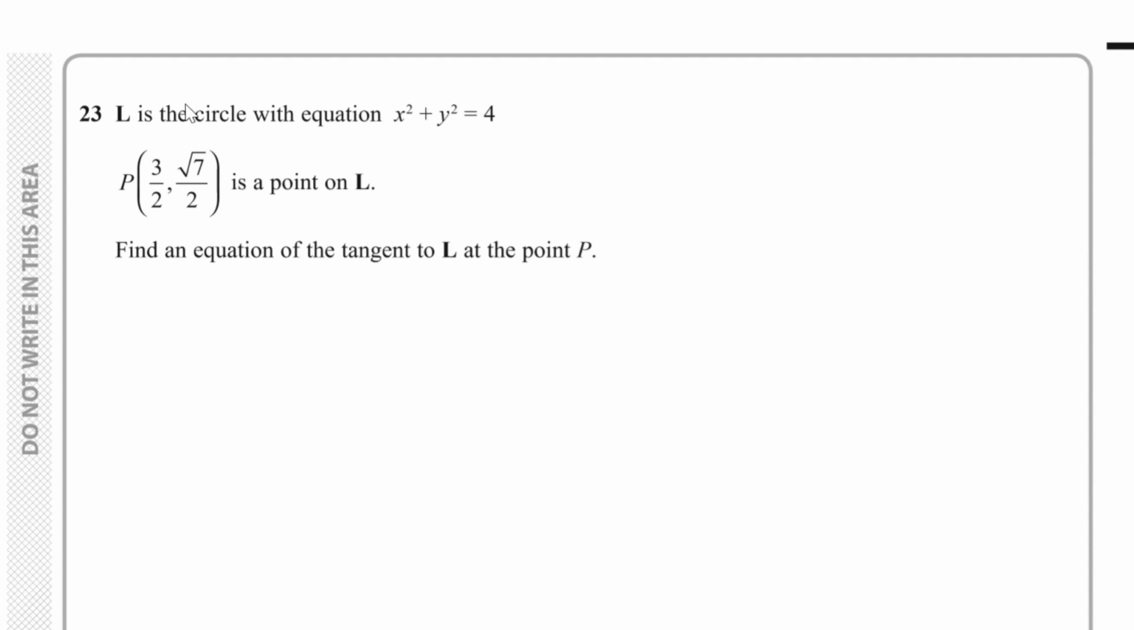Question 23. L is the circle with equation x squared plus y squared equals 4. P with coordinates 3 over 2 and root 7 over 2 is a point on L. We have to find an equation of the tangent to L at the point P. Now, I think it might be a good idea to first of all sketch the graph of x squared plus y squared equals 4.